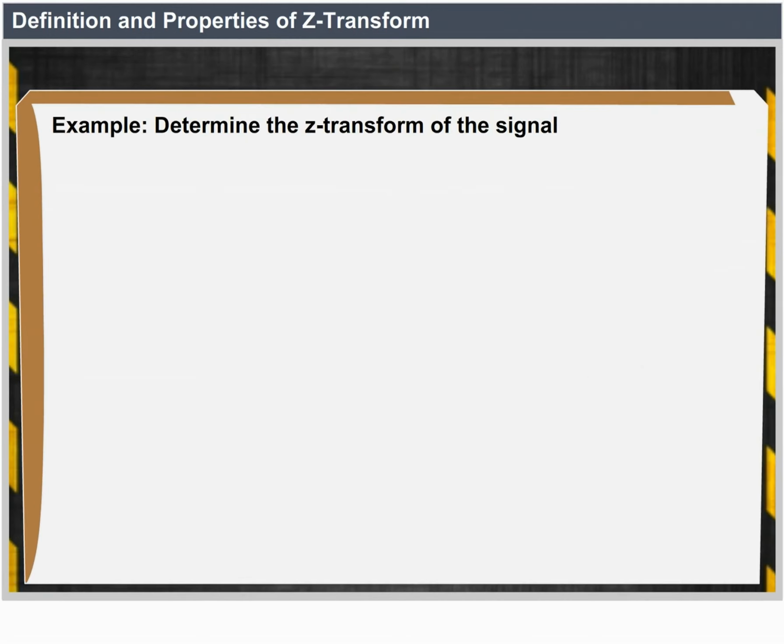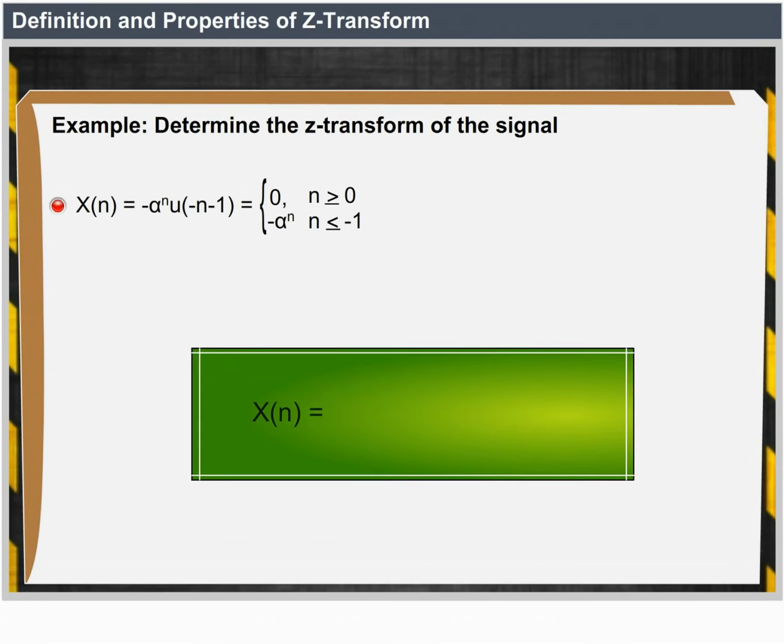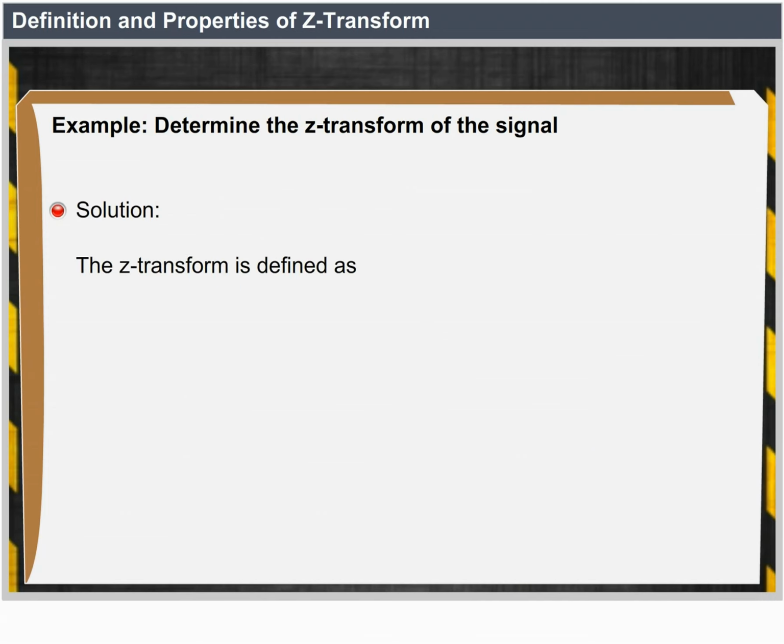Example: determine the Z transform of the signal x of n equal to minus alpha to the power n u of minus n minus 1, equal to 0 when n greater than or equal to 0, and minus alpha power n when n less than or equal to minus 1. Solution. The Z transform is defined as X of z equivalent to summation n equal to minus infinity to plus infinity x of n into z power minus n.